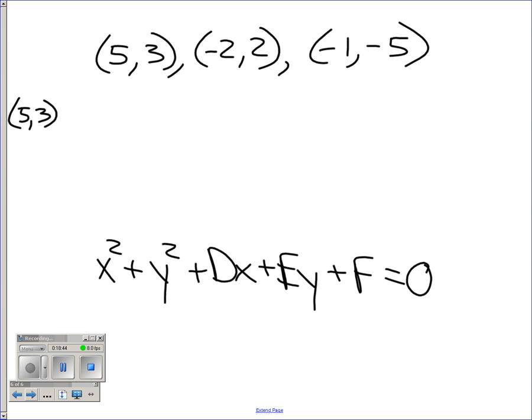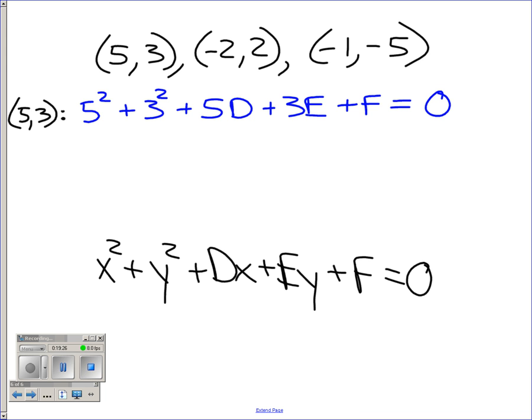Well, when you have 5, 3 up here, all you're going to do is plug in 5 for x and 3 for y. Okay, so I'm going to have 5 squared plus 3 squared. And now then, where we have the d, the e, and the f, we're going to start having some coefficients for 3 variables. So x is 5, so this will be plus 5d. This will be 3 for y, so this will be plus 3e. And then we don't have anything for f, so that's just plus f equals 0.